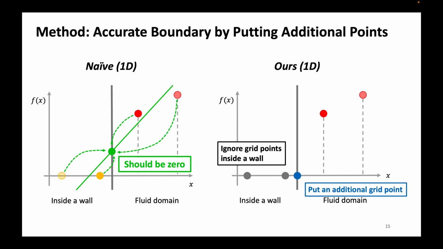To make the interpolated value 0, we put an additional grid point on the boundary, as drawn as blue points, and ignore any grid point inside the wall. By this treatment, the interpolated value becomes much closer to 0 at the wall. As you can see from the figure on the right side, the estimated value is strongly affected by the additional grid point and is no longer affected by the inner grid point.